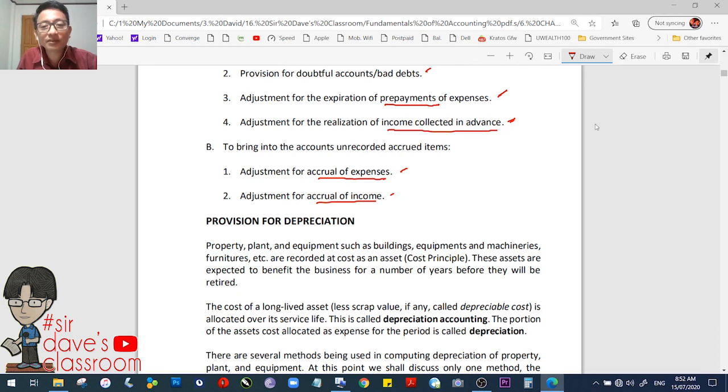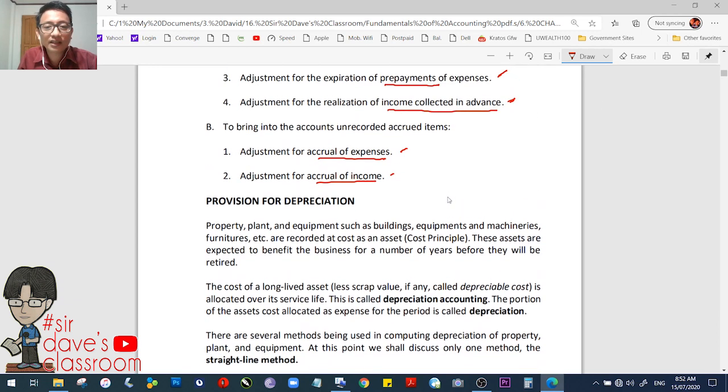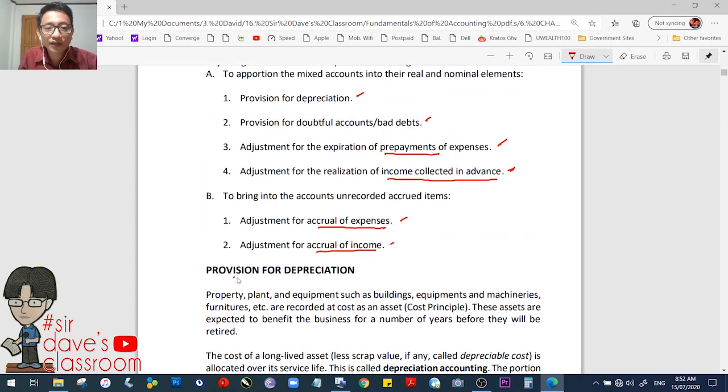Na pagsilbihan mo na, hindi mo pa nakokolekta. Ayan. Let's take the first one. Provision for depreciation is A1.